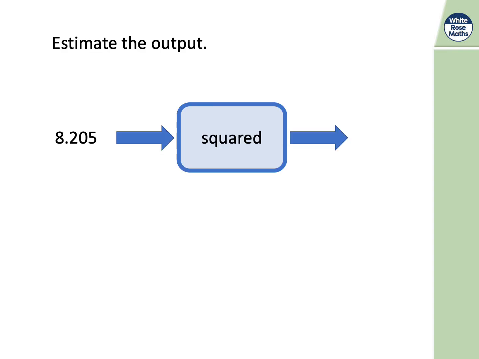Here's one for you to try. I want you to estimate the output when the input is 8.205 and the function is squared. Pause the video to have a think and resume the video when you've finished.